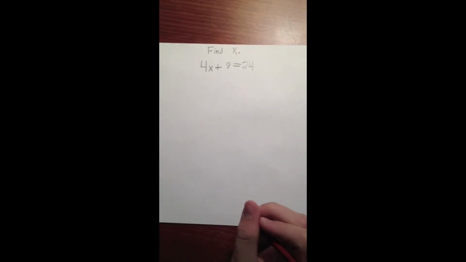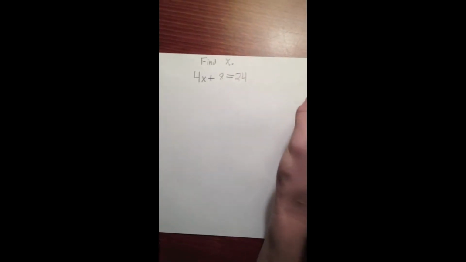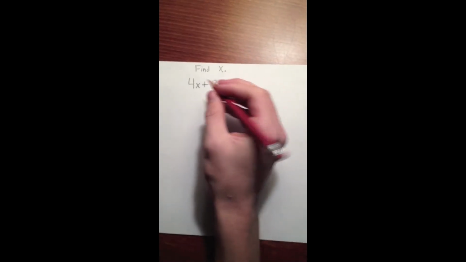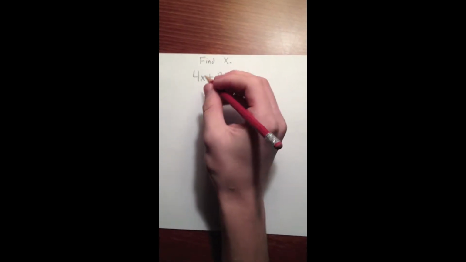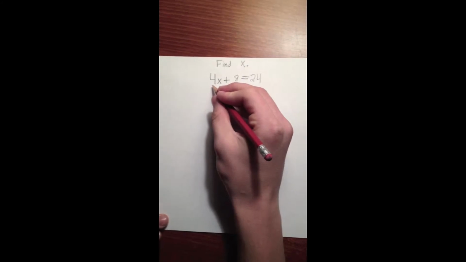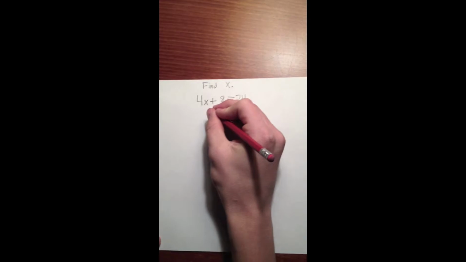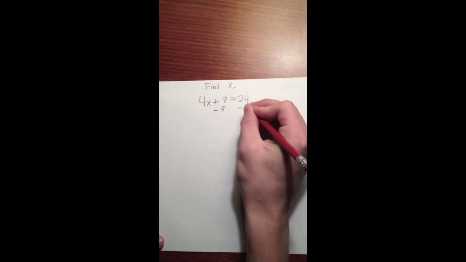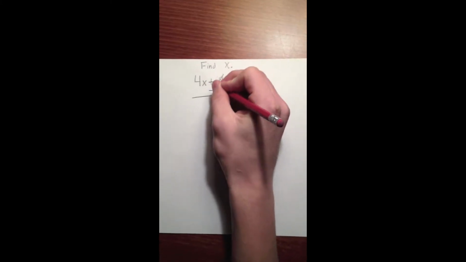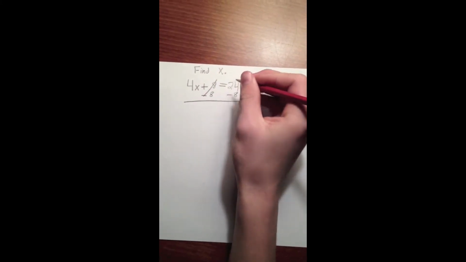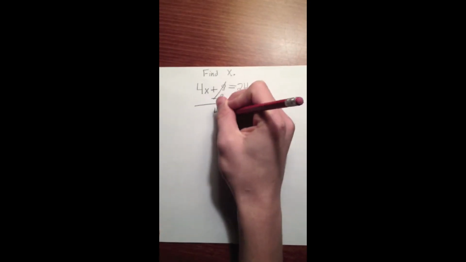Solve a basic algebraic problem. So here we have 4x plus 8 equals 24. Now, our goal is to get x by itself. In order to do that, we need to get rid of this plus 8 and this 4 that's attached to the x. So to get rid of this 8, you have to subtract 8 from both sides. Plus 8 and minus 8 cancel each other out, and 24 minus 8 becomes 16. So you're left with 16 equals 4x.